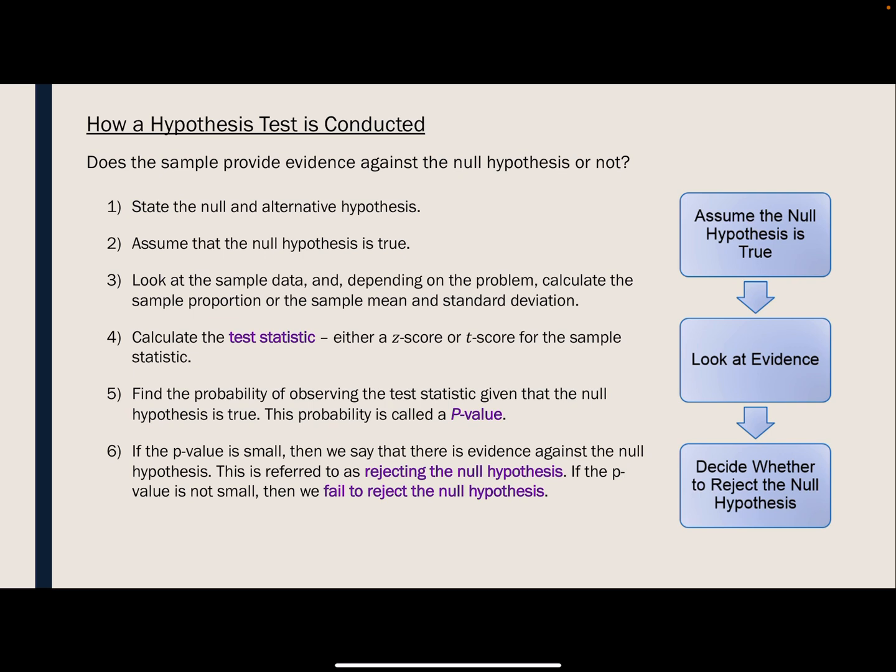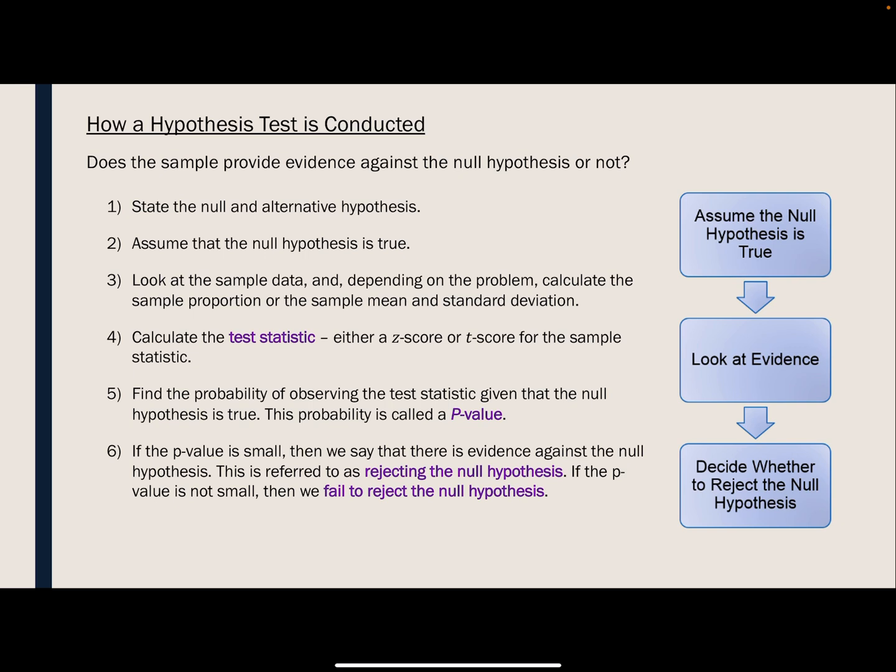So the first step in conducting a hypothesis test is that we state the null and alternative hypotheses, like we did on the previous pages. And then we're going to assume that the null hypothesis is true. So we want to assume that no change has occurred. We're going to then look at a sample, and we're going to see if this sample provides evidence against the null hypothesis. If it does, we're going to reject the null hypothesis. If it doesn't, then we fail to reject the null hypothesis.